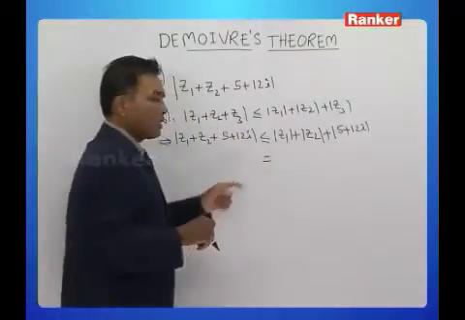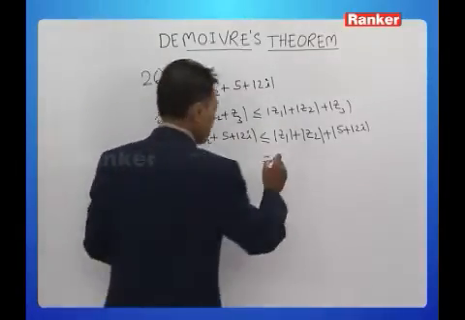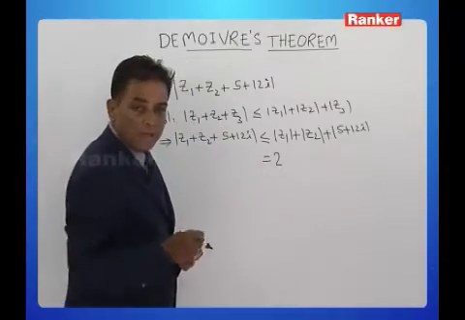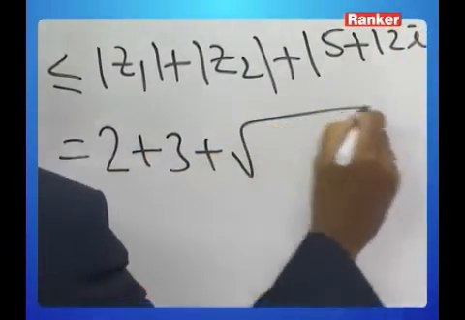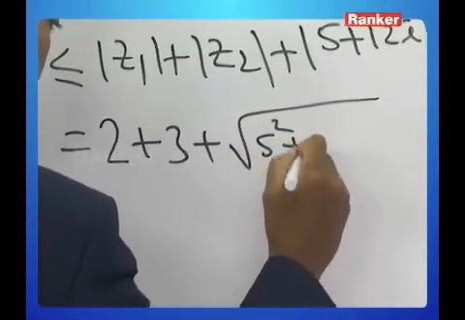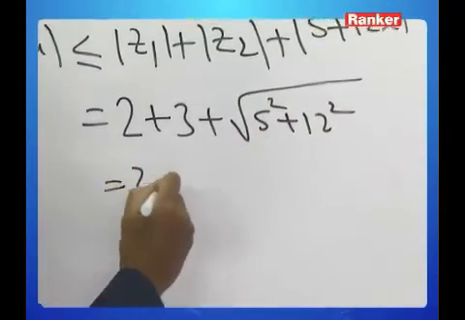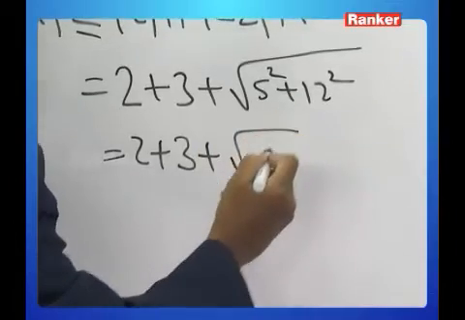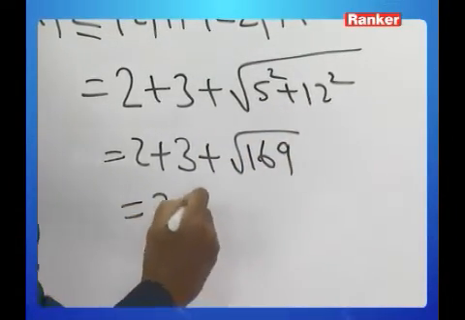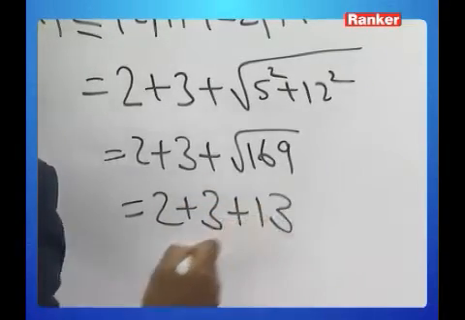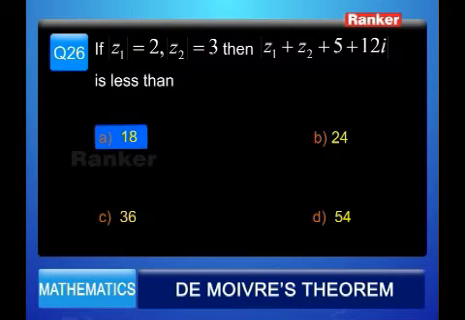It is very clear that mod Z1 is given as 2 in the problem, so let us write 2, and mod Z2 is given as 3. What is the modulus of 5 plus 12i? Yes, 5 square plus 12 square, 25 plus 144, 169, that is 13. So 2 plus 3 plus 13, your answer is 18. So this value is less than 18. So your answer is the first option.